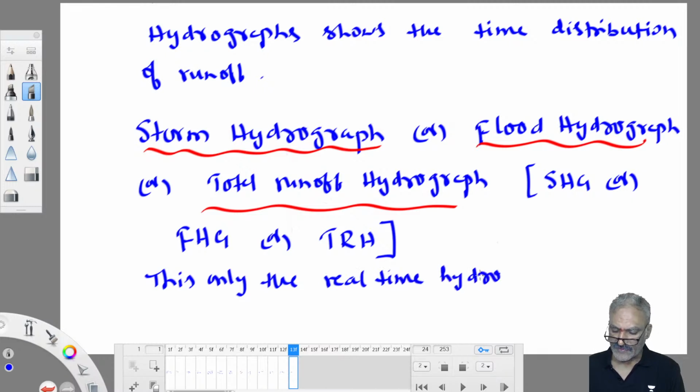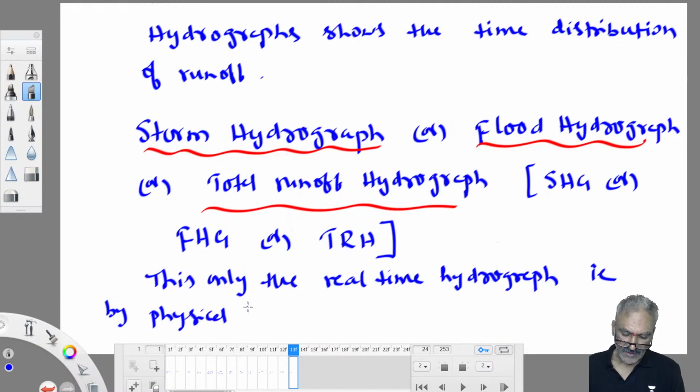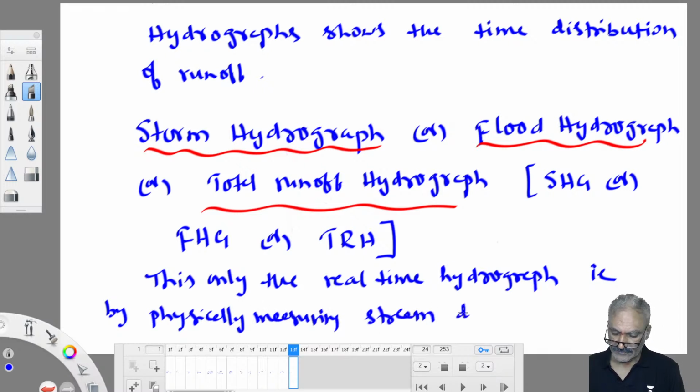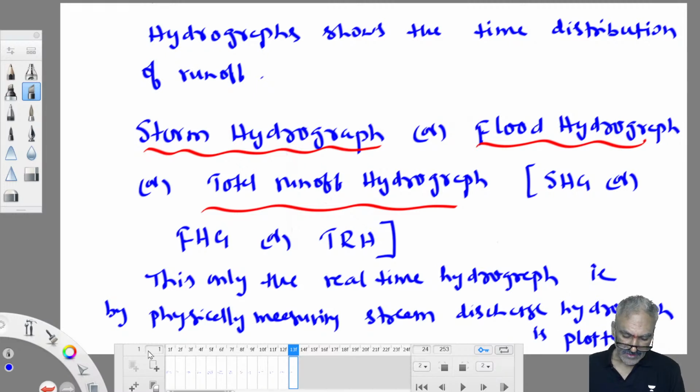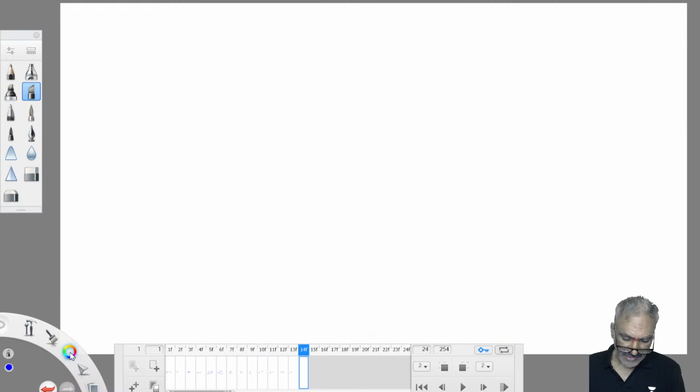Remaining all hydrographs which we talk about in this course are all mathematically derived. That is, by physically measuring stream discharge, the hydrograph is obtained. Hydrograph is plotted. That's why it's called the real-time hydrograph, without which it is impossible to derive other kinds of hydrograph. Therefore, it plays an important role.